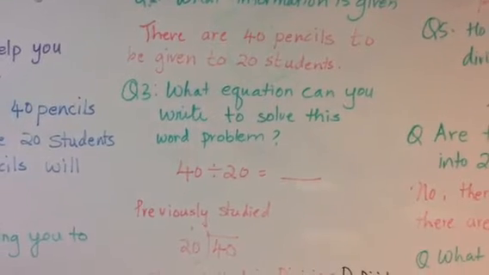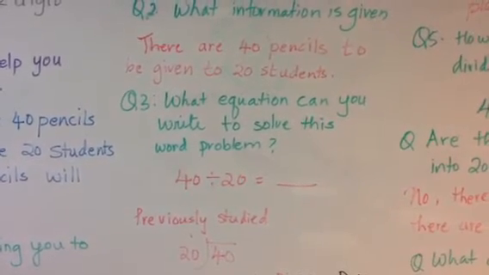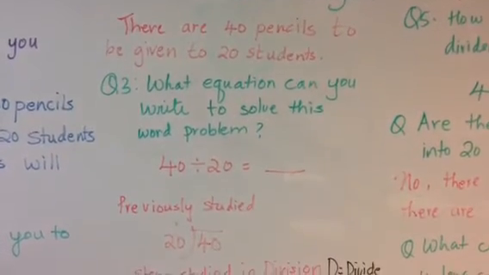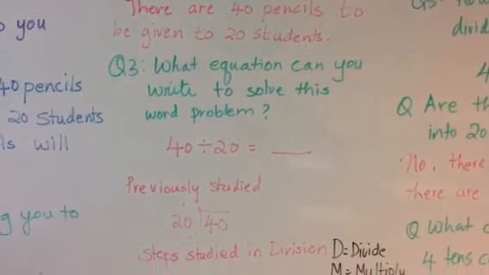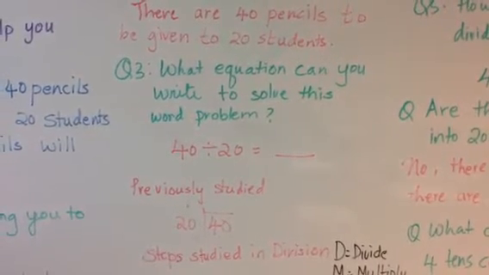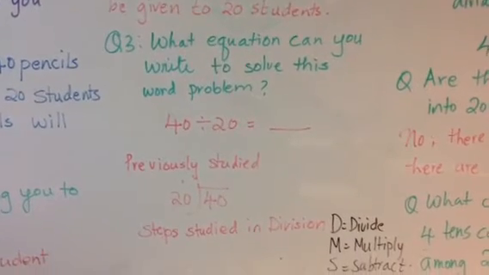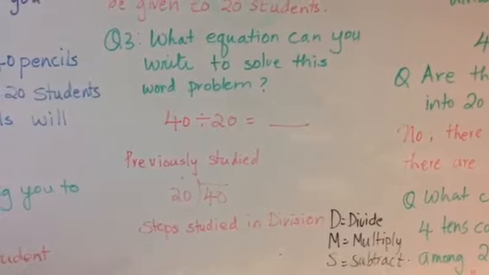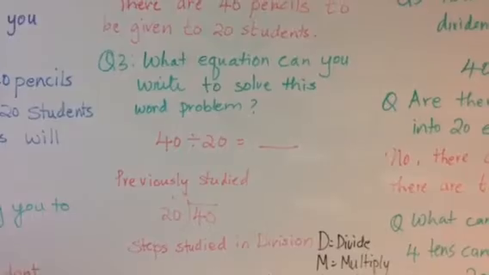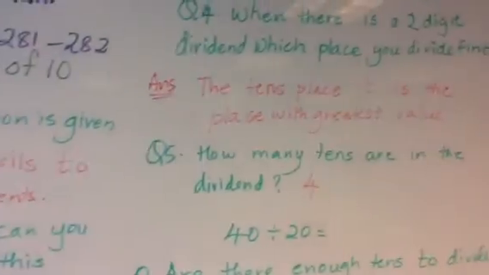What equation can you write to solve this word problem? 40 divided by 20 equals what? Previously we studied 40 inside the grid, 20 outside, 20 being the divisor, 40 being the dividend. And the steps we used in division are first divide, second multiply, third subtract. Using that principle, let's go on to question 4.